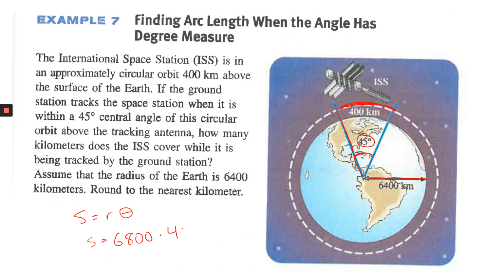And then we're going to say times the angle is 45 degrees, but we do need to turn that into radians. So we'll say times pi over 180, and this would be pi over 4. So let's plug it into our calculators. We would say 6,800 divided by 4 is 1,700. So the arc length is 1,700 times pi. But it does say round to the nearest kilometer, so let's do 1,700 times pi. We'd get 5,341.